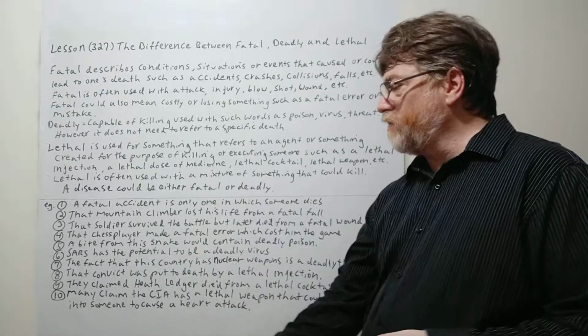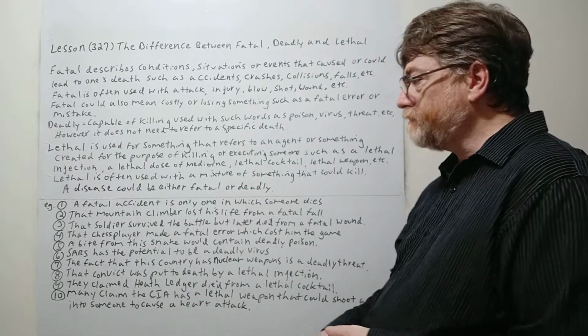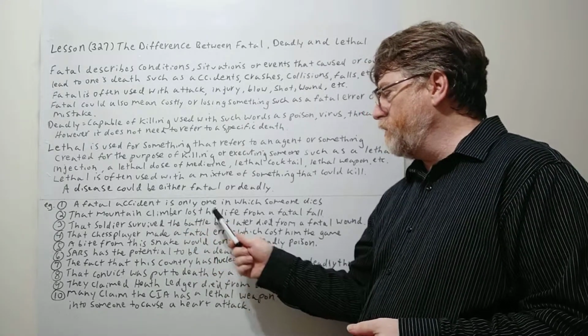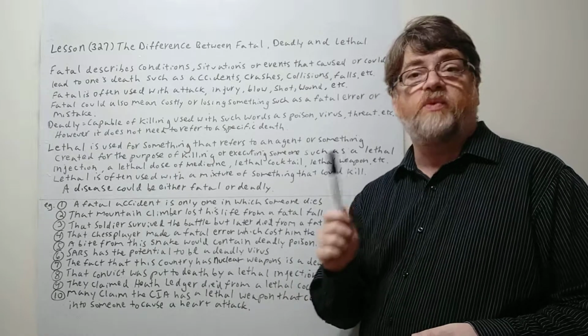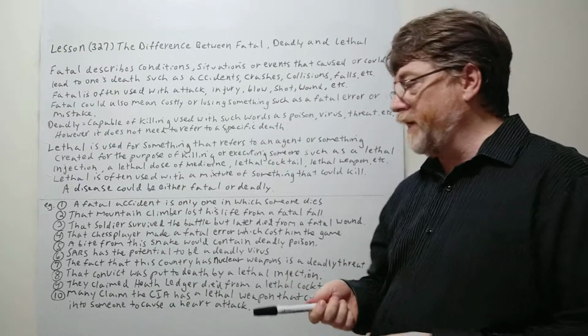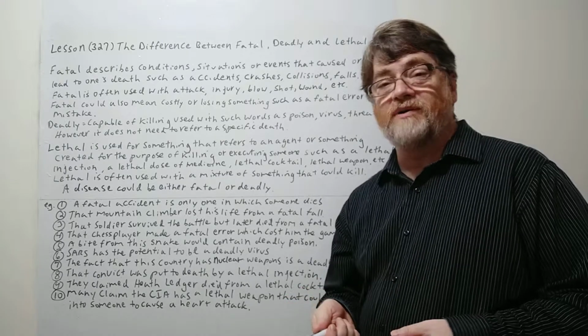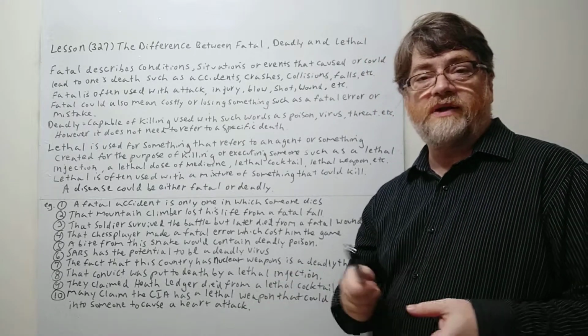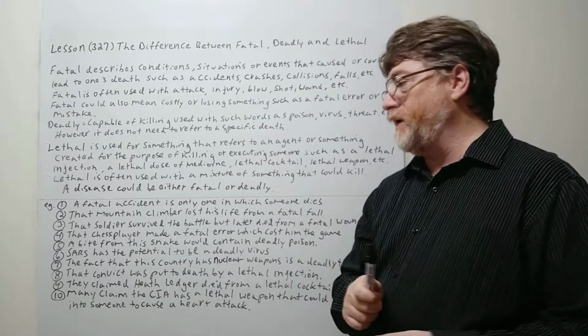All right, let's cover all these examples we have here. Example number 1. A fatal accident is only one in which someone dies. At least one person has to die. It could be more than one person, several people. And luckily, in most accidents nobody dies, so that's just an accident. It's only fatal if at least one person dies.